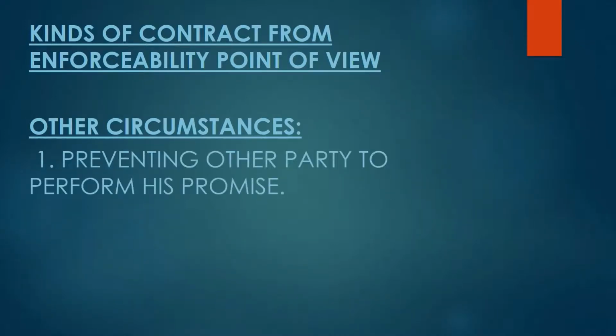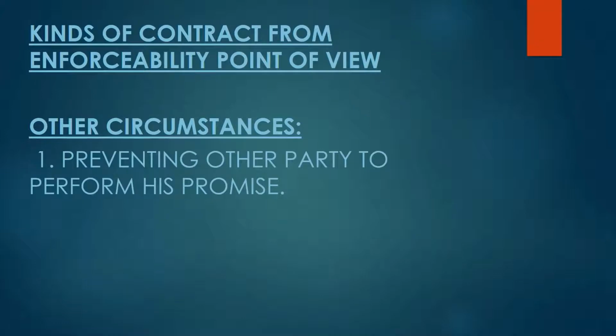First is where a contract contains reciprocal promises and one party to the contract prevents the other party from performing his promise. Understand it by an example. Mr. X agrees to paint Mr. B's house for rupees 50,000, and Mr. B agrees to provide the paint to Mr. A. Right? Mr. B will provide paint to Mr. A and then Mr. A will paint the house.